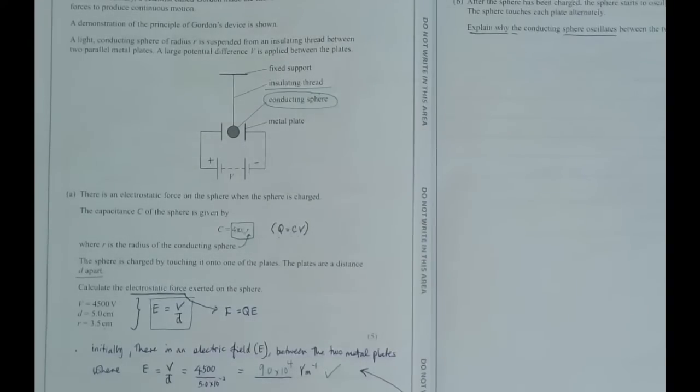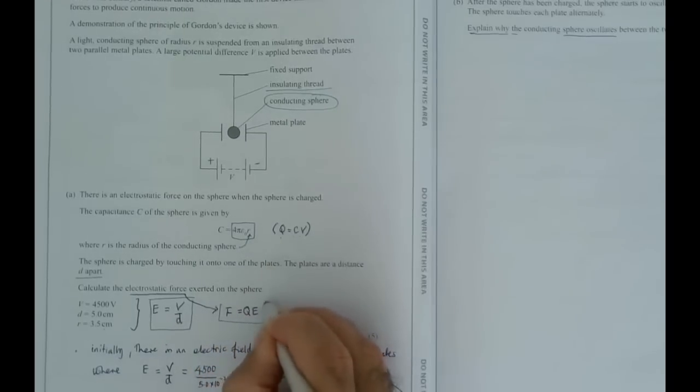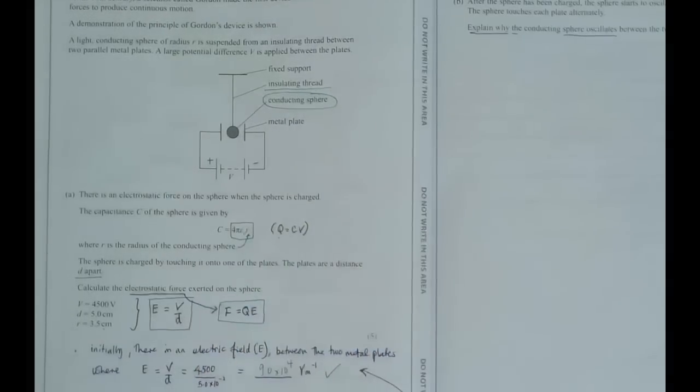When this happens, a force is exerted between the charged sphere and the charged plates. And the force, which I put up here, is equal to the charge multiplied by the electric field. So you've got an electric field between the plates, you've got a charged object in there, it feels a force, and this is the equation for the force on the charge.